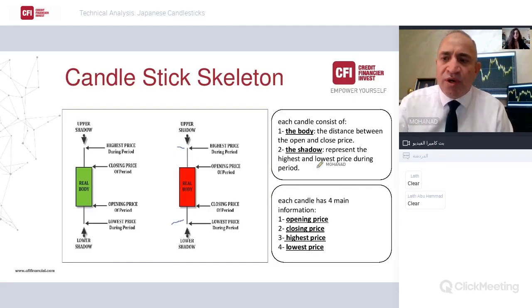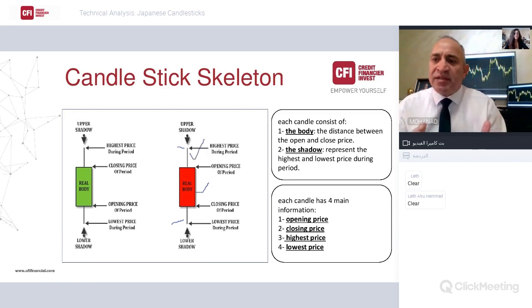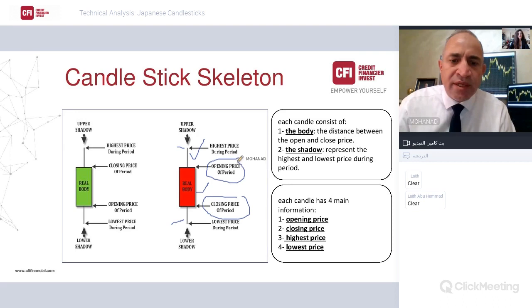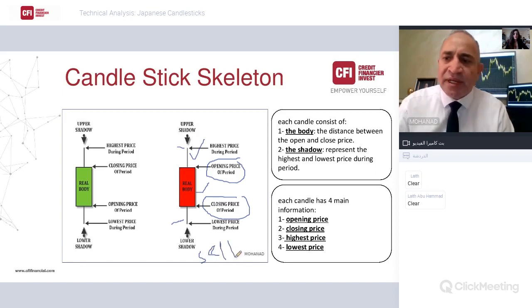Yes. So let's say again, each candlestick consists of two main parts: the body and the tail or the shadow. The body represents the distance between the open and the close price. If we have a red or a black one, that means the closing price is lower than the opening price. That means we have a bearish market, or people are selling the market.